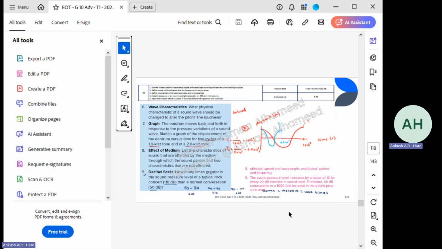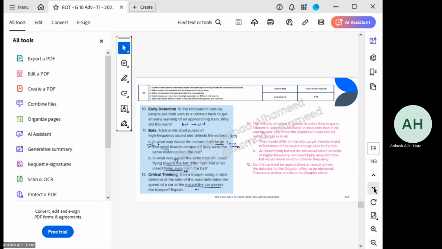So 1000 times. Remember that for every 20 decibel, it is 10 times. For every 40 decibel, it is 10 into 10, that is 100 times. For every 60 decibel, it will be 10 into 10 into 10, that is 1000 times, that way. These sums will be coming up. All these are just theoretical questions which you can go through.